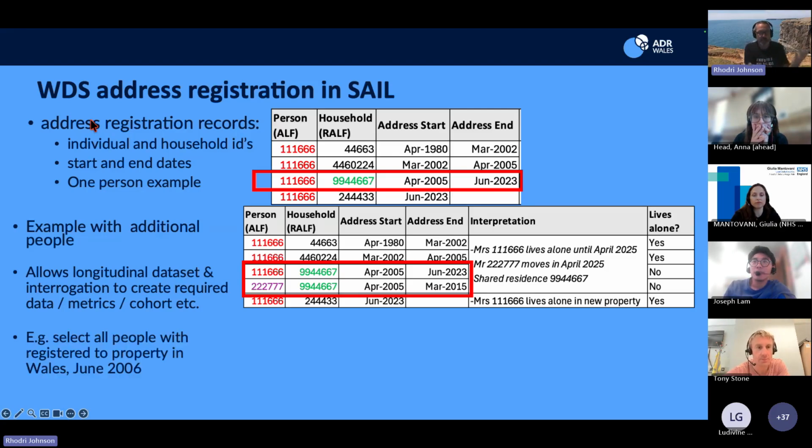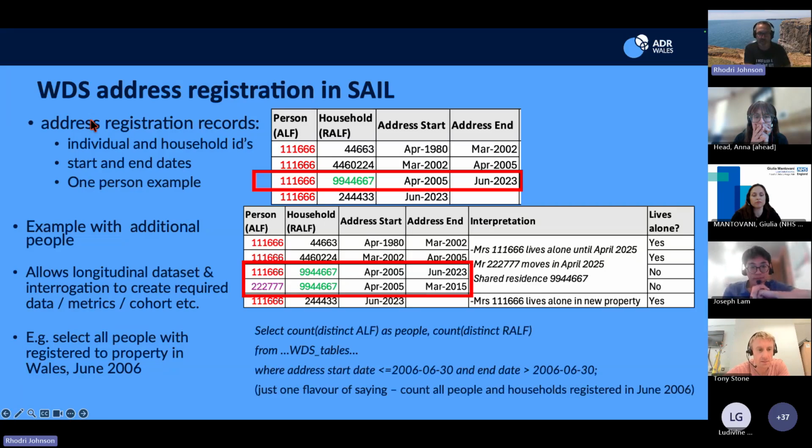So once you've got the data, you can select all the people, count how many people were living alone or registered to a property in Wales. A quick SQL statement, and you've got a count for the number for 2006, and you can just play with that. Repeat, tweak, repeat. I've done this for a long time. I've made a living out of grouping by and repeating things, but it's very useful.